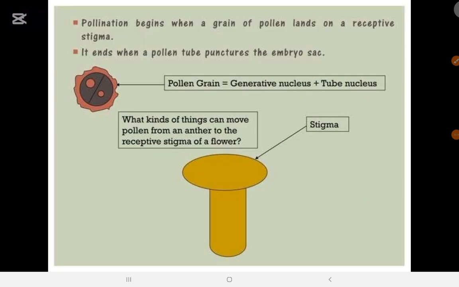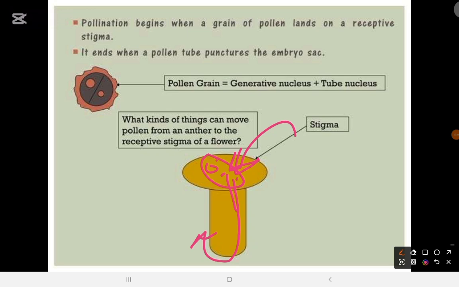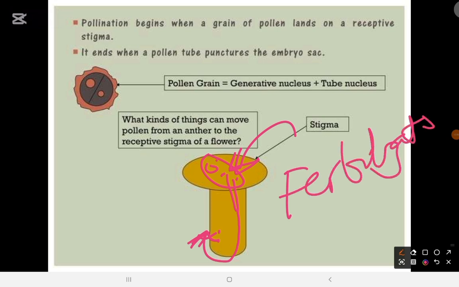So now, pollination begins when a grain of pollen lands on a receptive stigma. It ends when the pollen tube punctures the embryo sac. So pollination is from the landing of the pollen on the stigma, which is the beginning of pollination, down to when the pollen tube that grows enters into the embryo sac, because immediately after that is where fertilization begins. And we know here it is double fertilization that takes place.